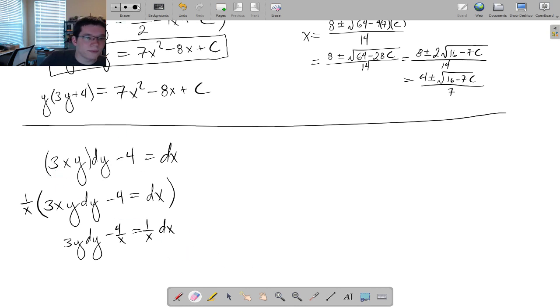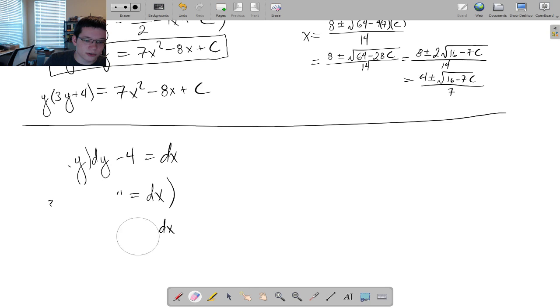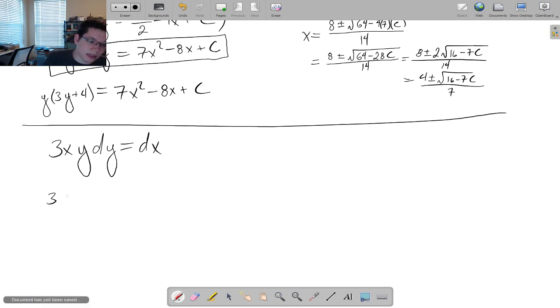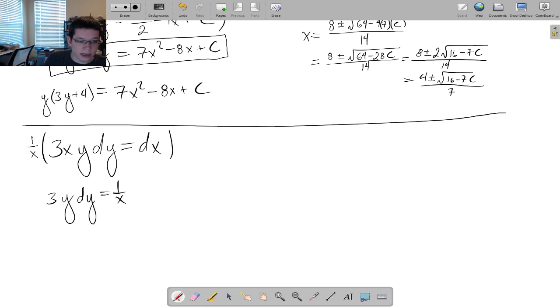I don't remember for sure that I can do what I thought I could do, so I'm going to start this one over. So we'll do 3xy dy equals dx, and we'll run with this one. So we have 3xy dy, we'll divide by x again. We'll have 3y dy equals 1 over x dx. And now it's in separable form, so we'll integrate both sides.